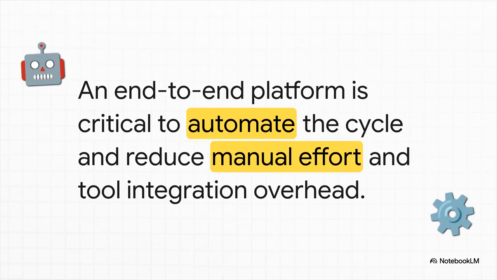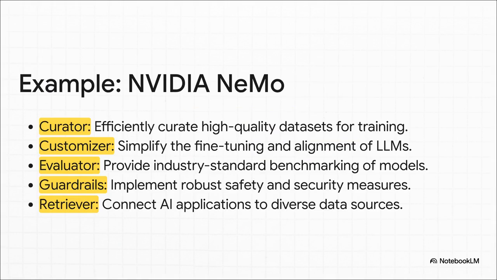Now, trying to coordinate all of that manually would be a nightmare. It's just not going to happen at scale. That's why having an end-to-end platform is absolutely essential. It's what automates the whole cycle and connects all the dots so you're not drowning in manual work. A platform like NVIDIA Nemo is a perfect example of this. It's got a whole suite of tools that map directly to those 6 steps we talked about. There's a curator for data, a customizer for fine-tuning, an evaluator for testing, plus tools for guardrails and a retriever to connect to live data. See, it's the kind of tech that really makes the flywheel spin.